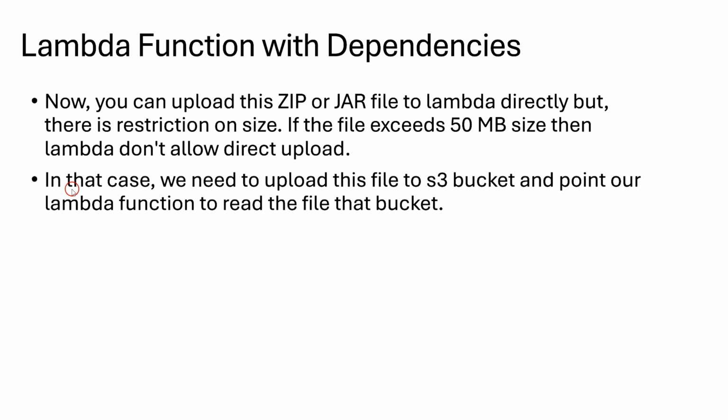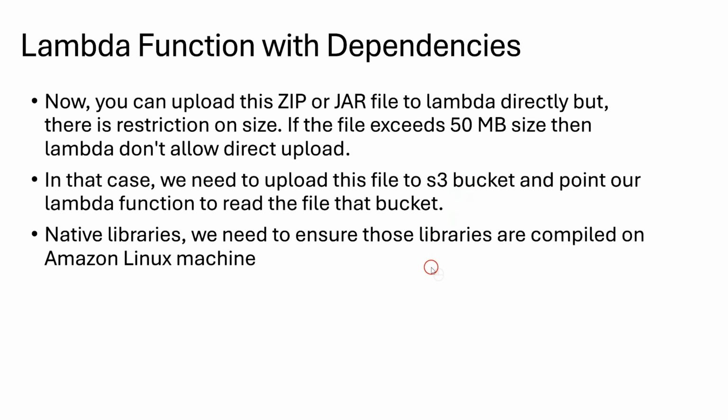In that case, we need to upload this file to an S3 bucket and point our Lambda function to read the file from that bucket. Since we know S3 is an object store where it stores files, even huge files, you use one S3 bucket, store your jar or zip in that bucket, and point your Lambda to it. You go to the Lambda and configure it to read the jar file or zip file from the S3 bucket.